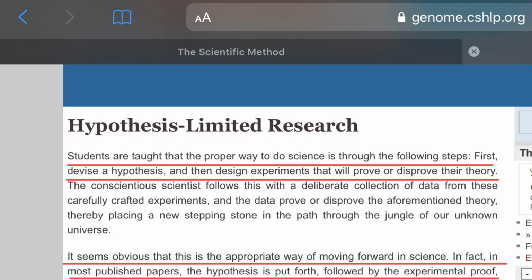And from Genome, students are taught the proper way to do science is through the following steps. First, devise a hypothesis, and then design experiments that will prove or disprove their theory. And down the bottom, it seems obvious that this is the appropriate way of moving forward in science. In fact, in most published papers, the hypothesis is put forth, followed by experimental proof. This is not up for discussion, Globers. Science absolutely proves things, and mathematics proves nothing.